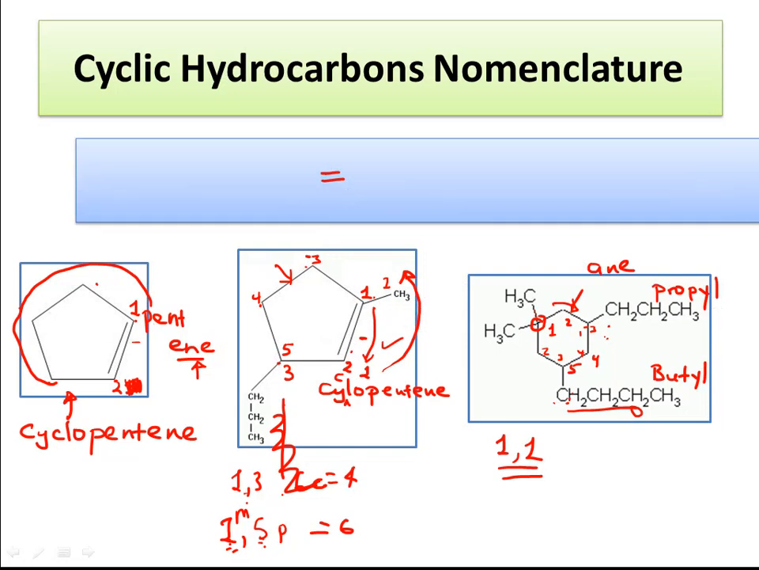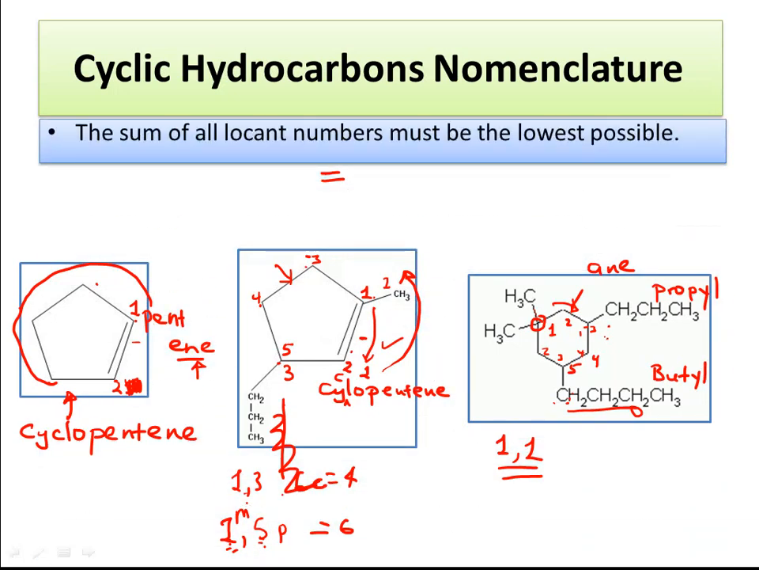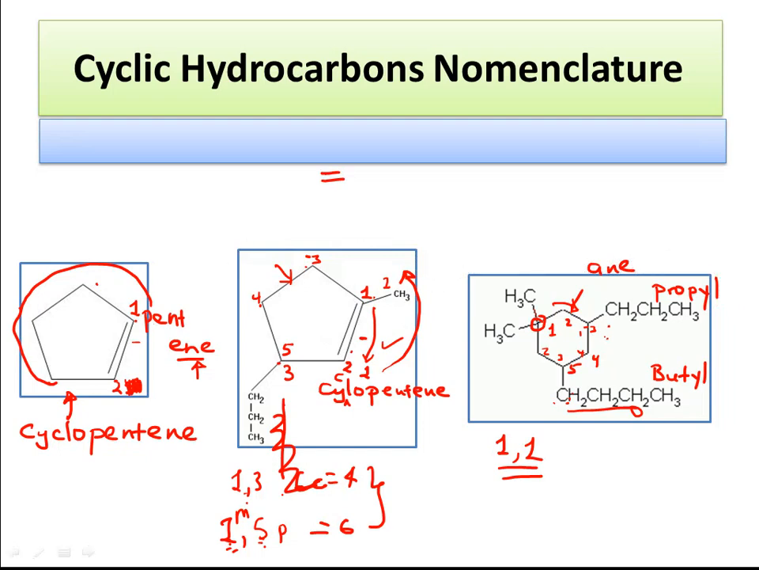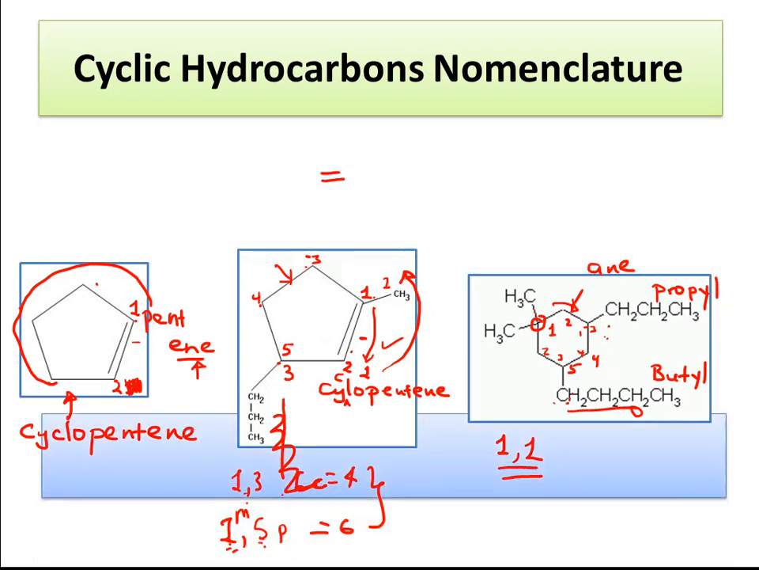Okay. The next one is the sum of all locate numbers must be the lowest possible. It's the same thing that we've been talking about, so I'm not going to go through this in detail. It's the same example I was giving here about those locate numbers. They must be the lowest possible combination that you can make.